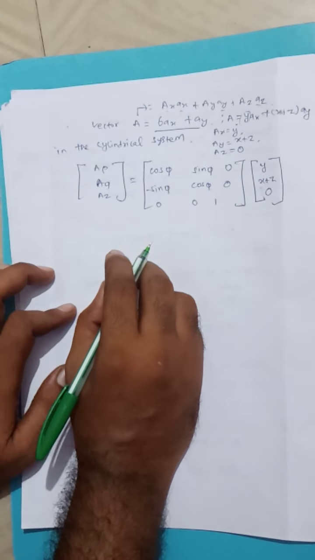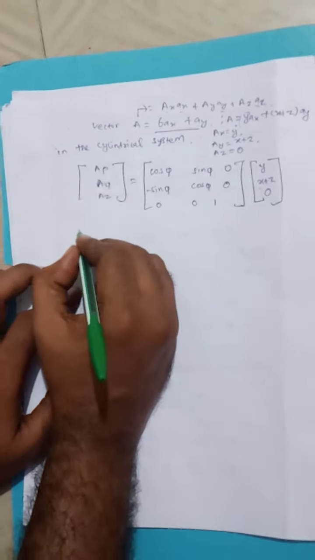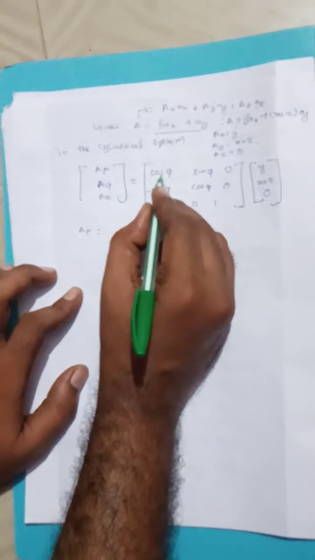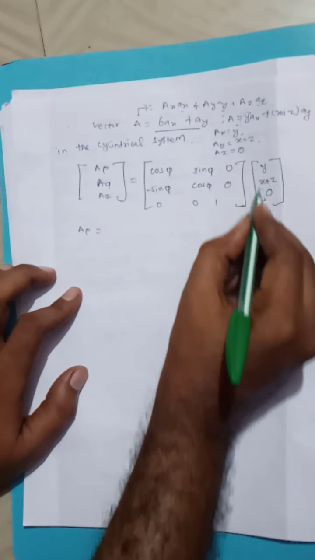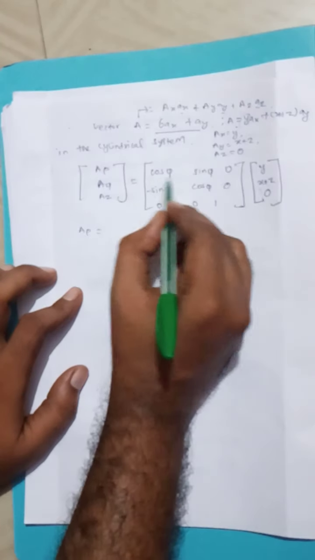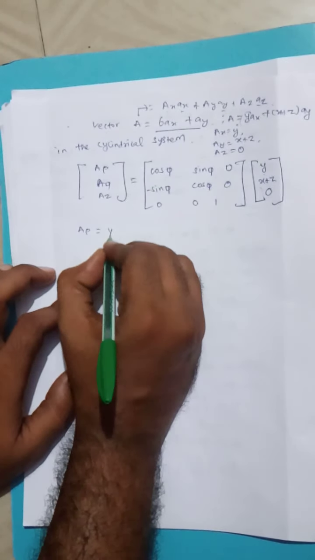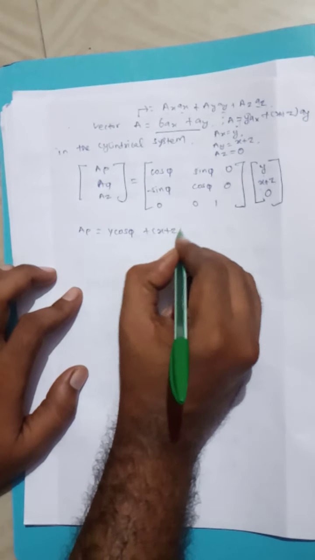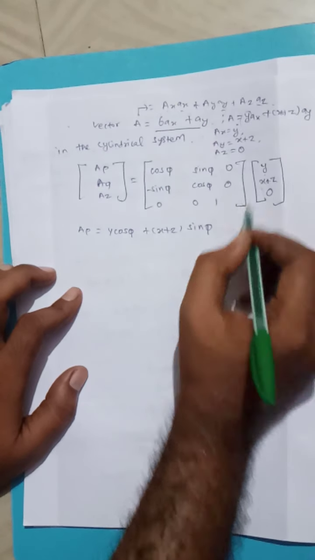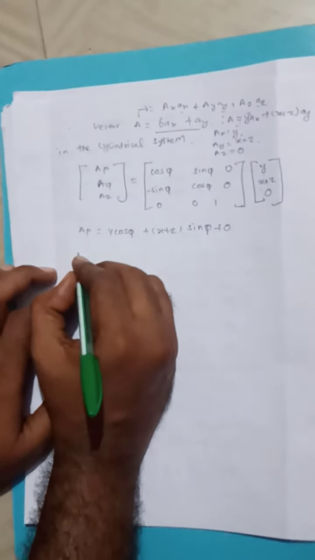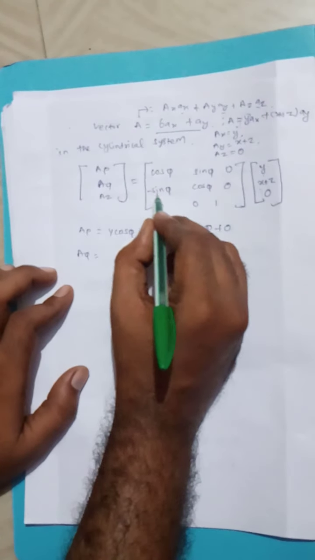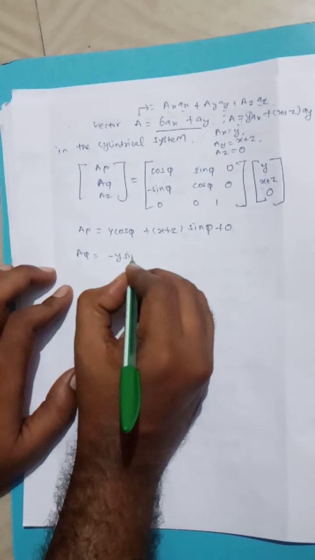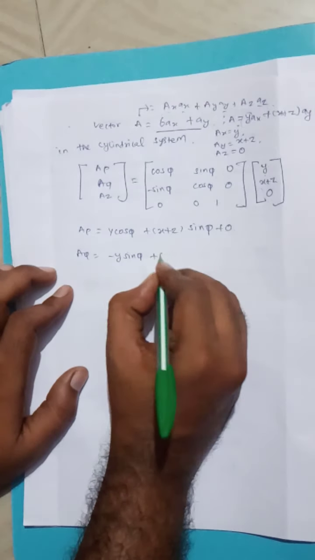Next, you know the matrix multiplication, right? To get the value of A_rho, multiply the first row with the column of these values. So cos phi into y gives y cos phi. Next, x plus z into sin phi. Then 0 into 0 is 0. This is for A_rho. Similarly, the A_phi value will be found by multiplying the second row with the column. So minus sin phi into y gives minus y sin phi. Then x plus z into cos phi.